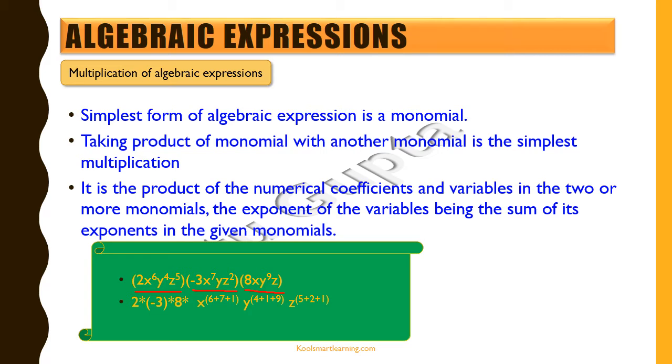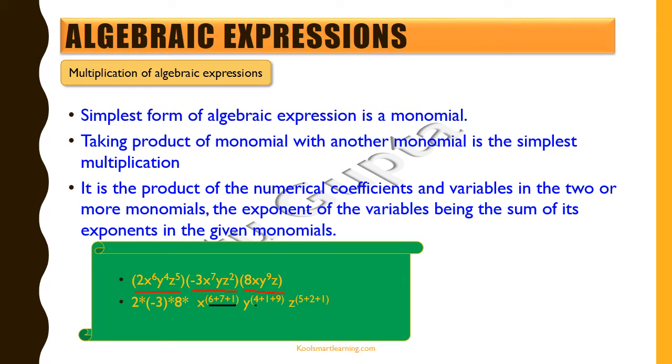And now, looking at the variables which are present in these three monomials, x is a variable which is present in all three of them. So we just add the exponents of all the monomials for variable x. So we get x raised to power 6, which is coming from the first monomial, 7 which is coming from the second monomial, plus 1 which is coming from the third monomial.